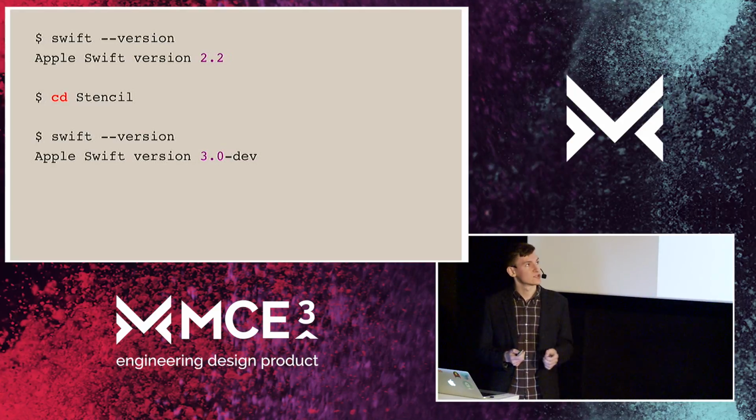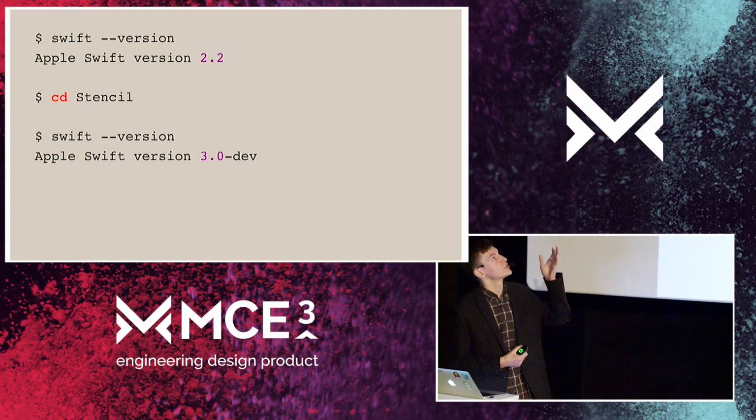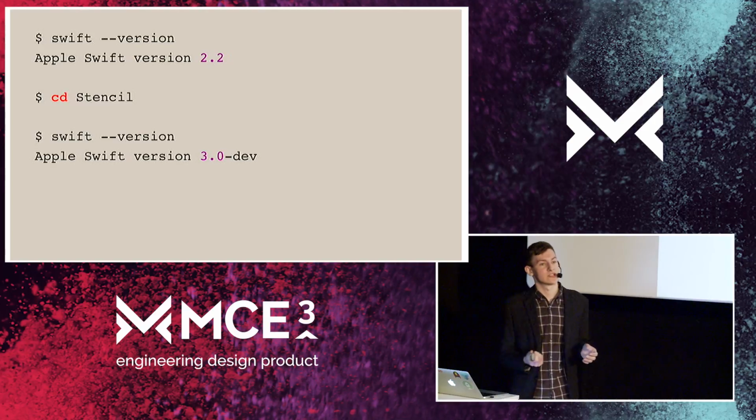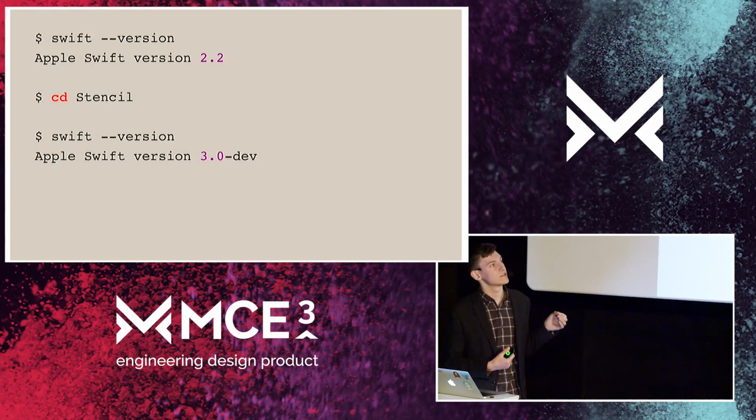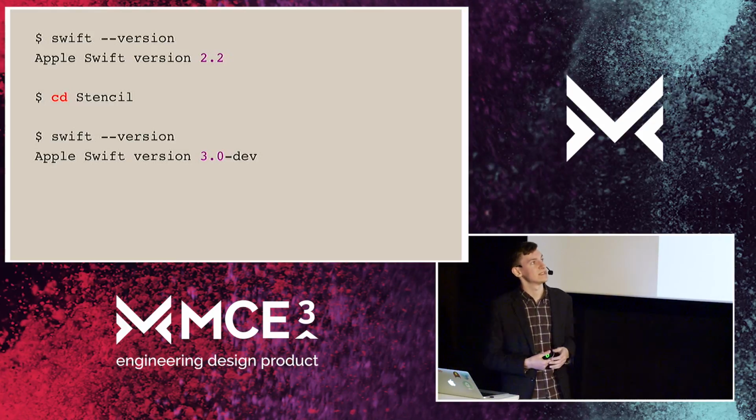SwiftEnv will automatically switch versions of Swift when you enter the directory with that file, which is really cool. So here we can see if we've done Swift version at the top, we're running version 2.2 of Swift. Now, if we jump into the directory called Stencil and then run Swift version, it's like SwiftEnv is automatically switched to our snapshot for 3.0 dev.